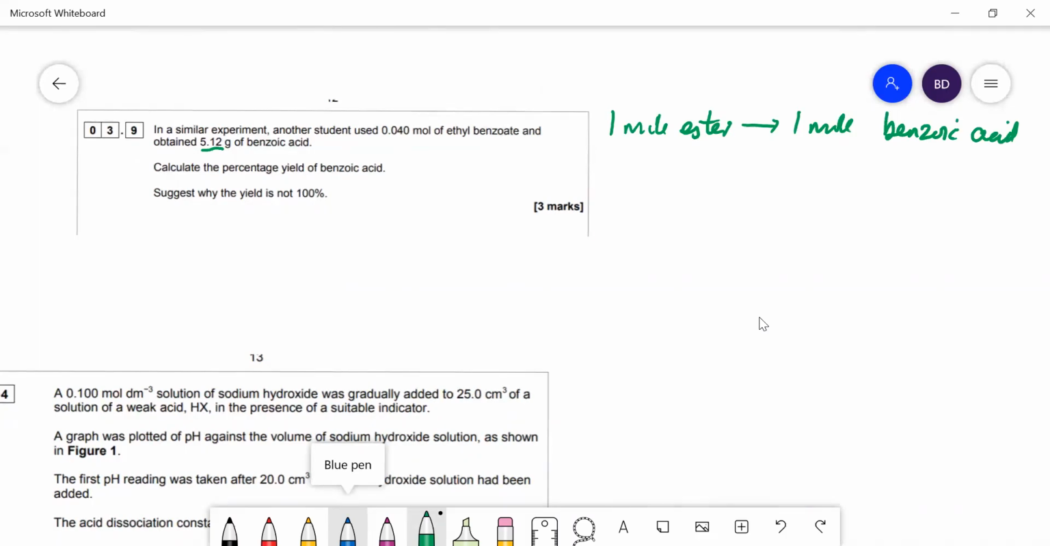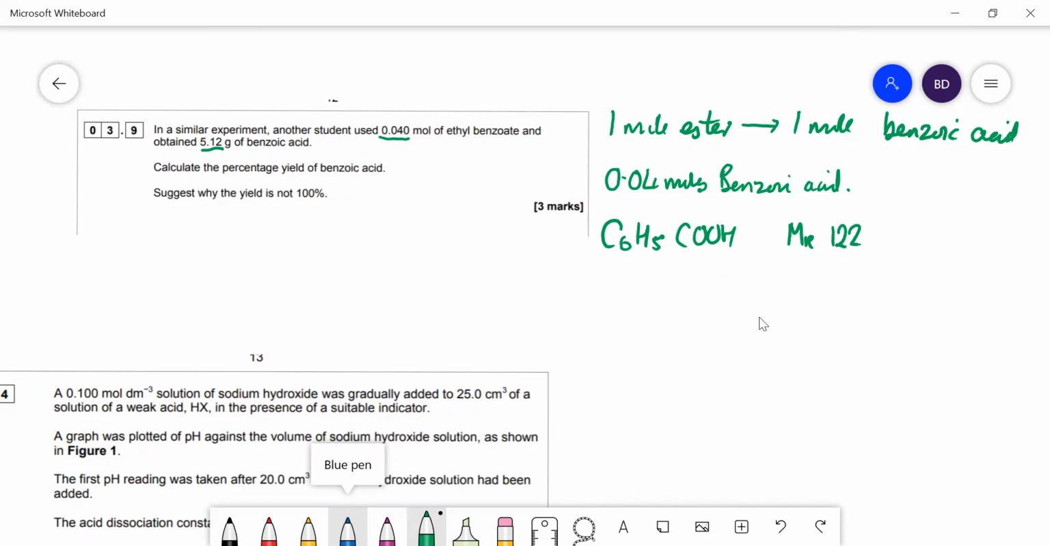Right, so how many moles of benzoic acid should we get? For 100% yield, it is 0.04 moles of benzoic acid. We need to know the Mr of benzoic acid. So what we've got is C6H5COOH. C6H5 adds up to 77, plus 12 for the carbon, plus 32, plus 1, that gives us 122 as the Mr.